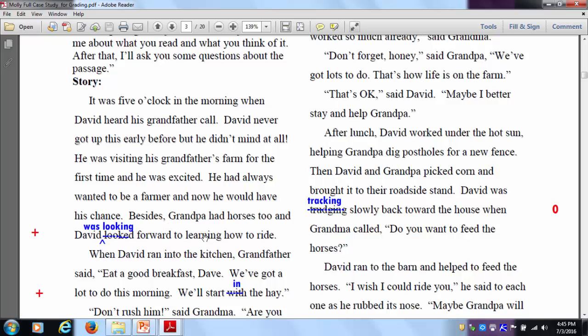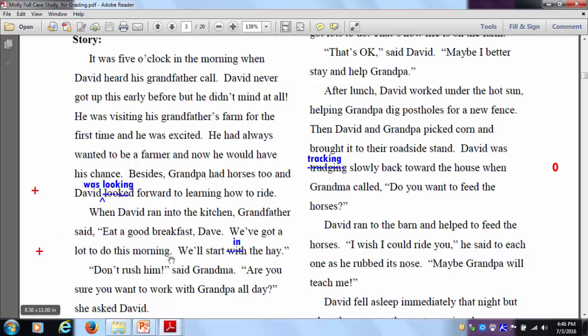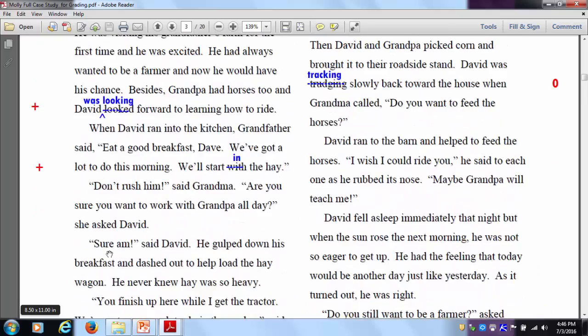What this student said was, "Grandpa had horses too, and David was looking forward." So what you have is one miscue. Even though he inserts "was" and substitutes "looking," we would call that one: David was looking instead of looked. So over here we put a plus. Maintained meaning. Move down. This sentence will start with the "hey," substituted in for "with," which maintains the meaning. So we're fine. All right, let's come up here.